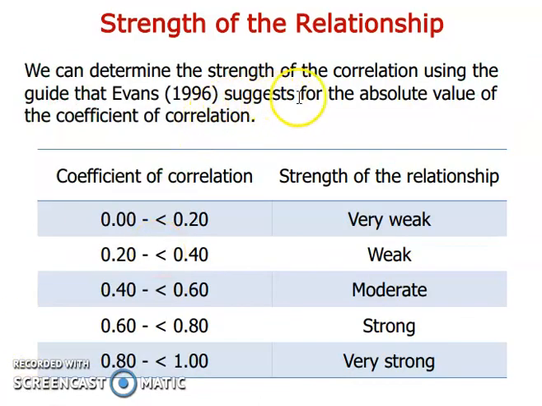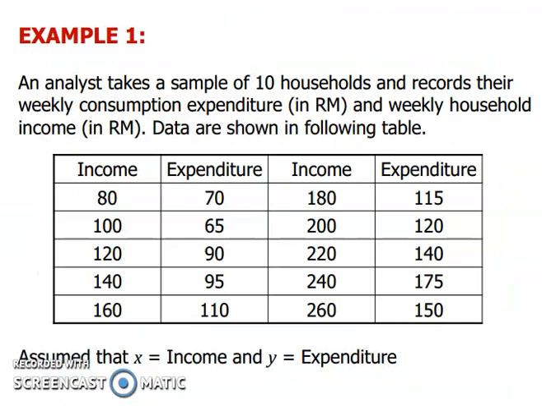For the strength of the correlation, Evans 1996 suggests looking at the absolute value of r. The strength is very weak if it is between 0 and 0.2. If it is 0.2 to 0.4, it is weak; 0.4 to 0.6 is moderate; 0.6 to 0.8 is strong; and 0.8 to 1 is very strong.